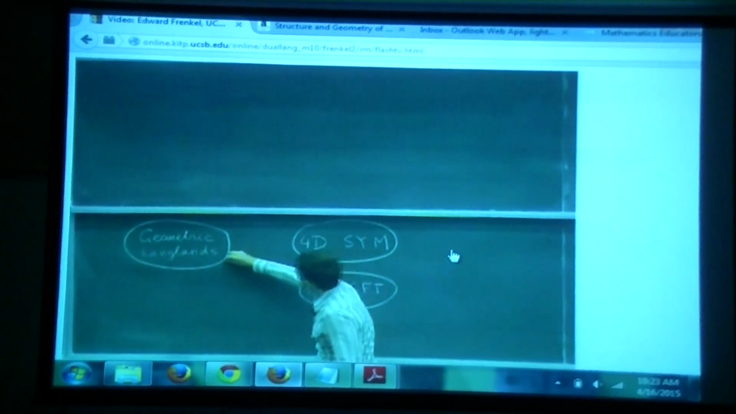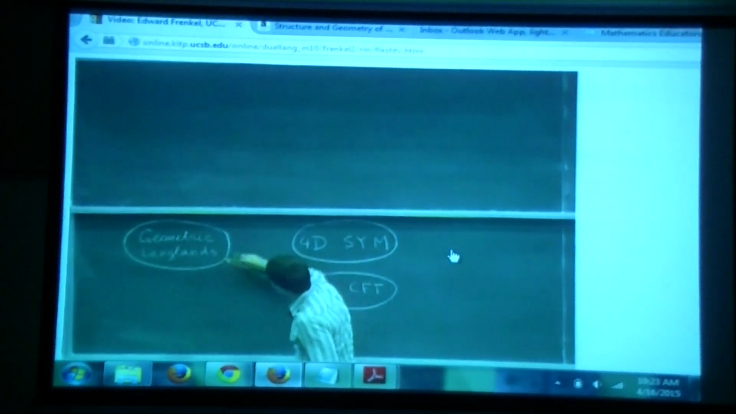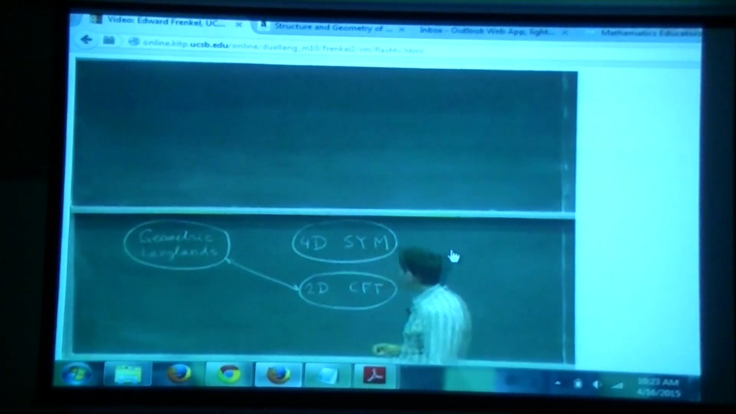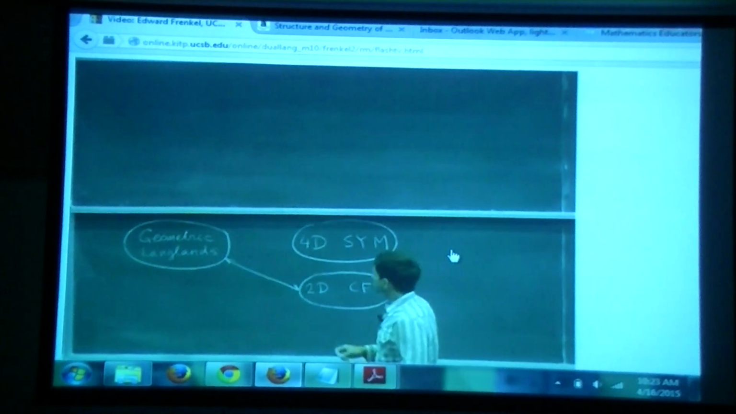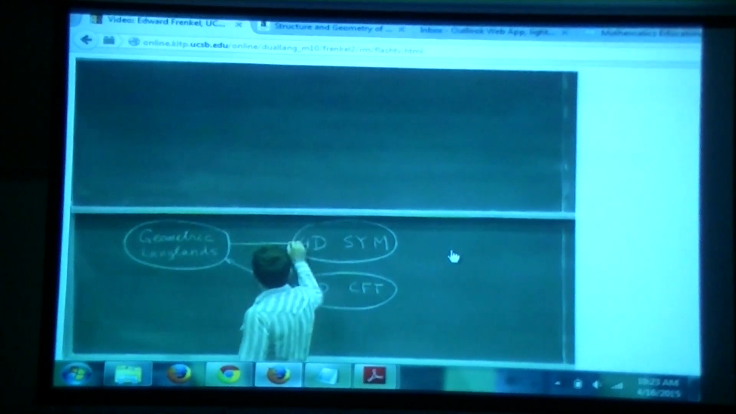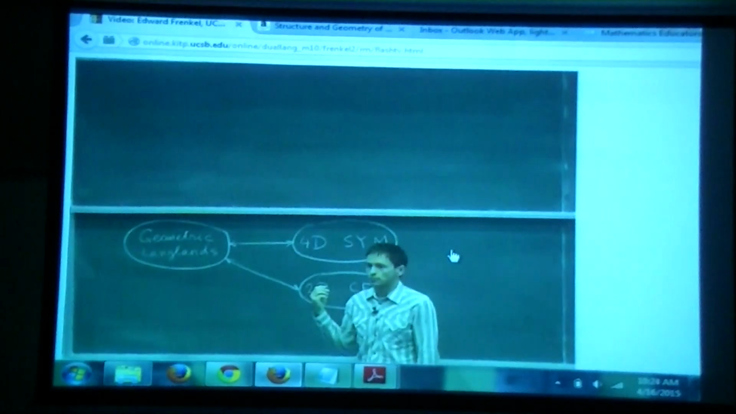Initially, I guess the first of these links was this one between the geometric Langlands correspondence and 2-dimensional conformal field theory, and I'm going to talk a little bit about it at the beginning of my talk. And later on, in the work of Kapustin and Witten and others, it was realized that there is also a deep connection between the geometric Langlands correspondence and S-duality in 4-dimensional super Yang-Mills.